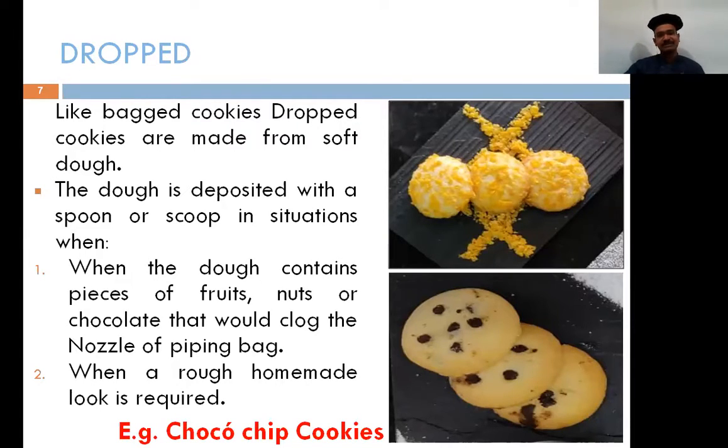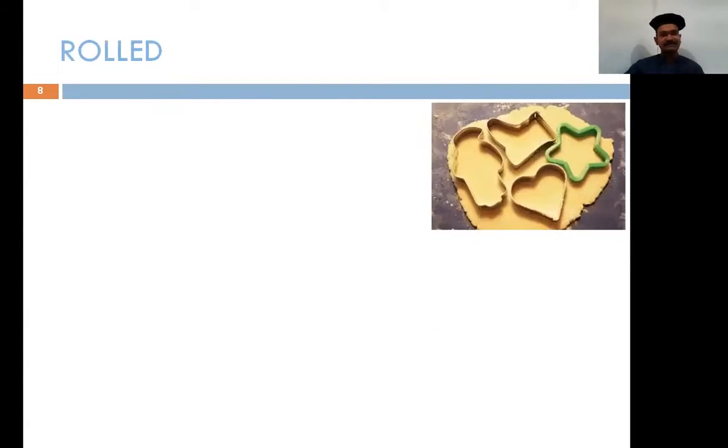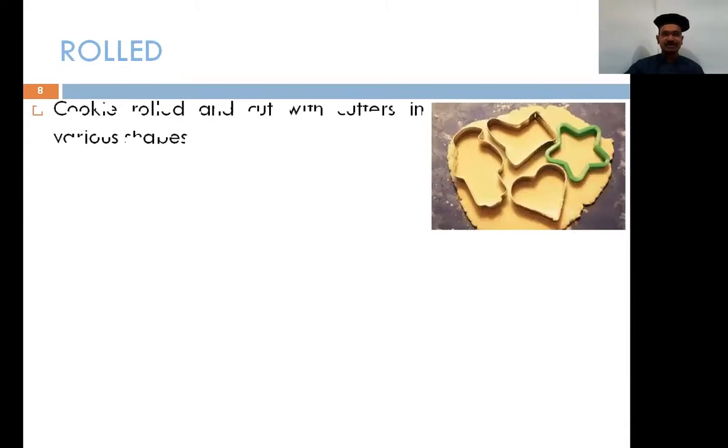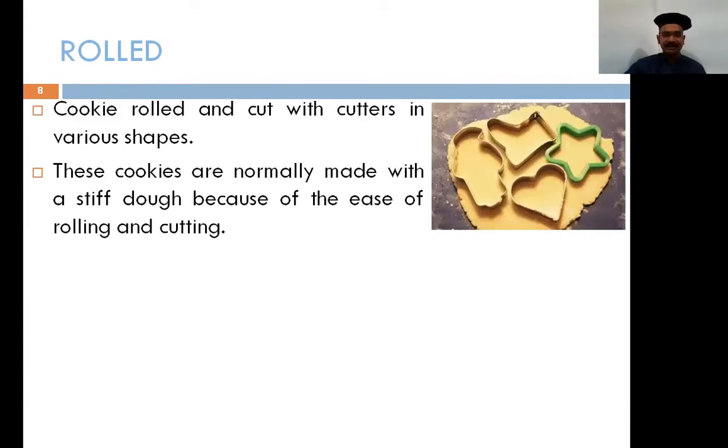So for chocolate chip cookies, you scoop it out with an ice cream scoop and deposit it on top of the baking sheet or baking tray. Okay, the third type is rolled cookies. What exactly are rolled cookies? Cookies rolled and cut with cutters in various attractive shapes.